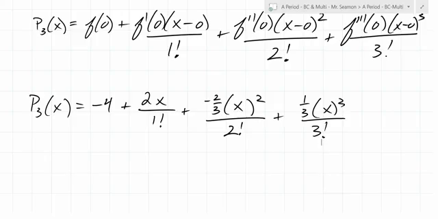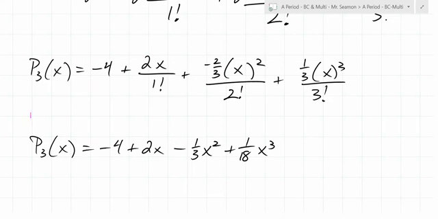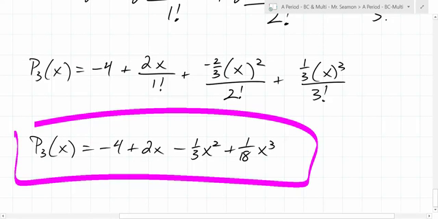Now, what do they expect you to do with it? Technically, are you done? Yes. What do they kind of expect you to do? You need to simplify a little bit, okay? You have to do the basic simplifications. So you get -4 plus 2x minus 1/3, I think, right? 1/3 x squared over 2, so 1/6, plus what? 1 over 18, right? X cubed. Is that it? I think we just found it. Is there anything else we can do to that? I'm pretty confident in this.